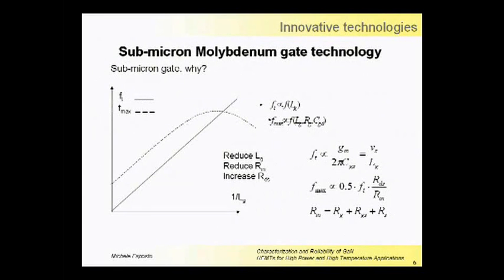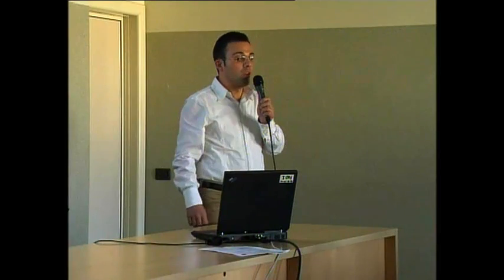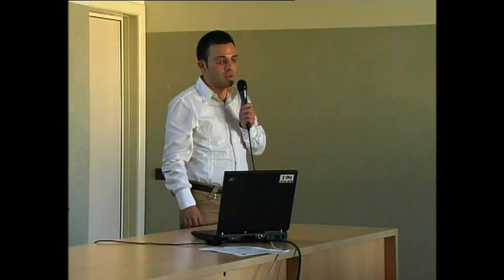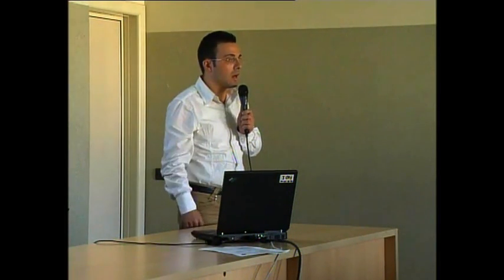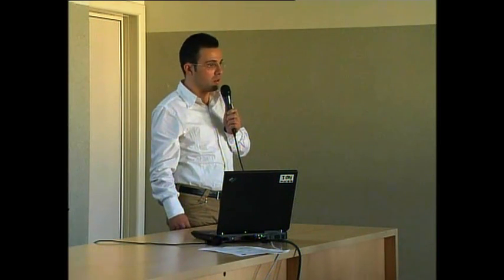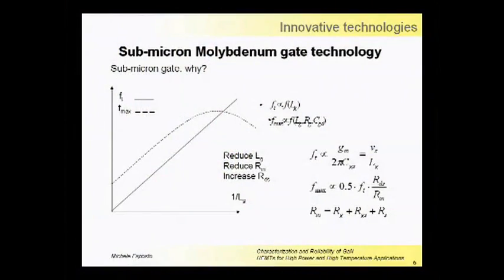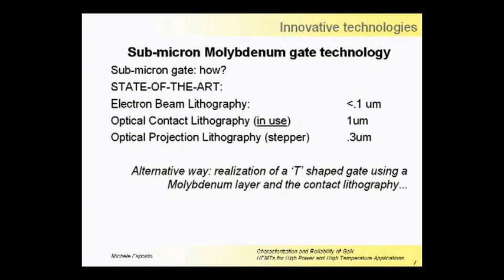So to improve the RF performances, a first order analysis on the fT and fmax figures of merit suggests reducing the gate length dimension. So why reduce this dimension? Several innovative technologies are under investigation, and the most promising of which seems to be a submicron molybdenum gate technology.